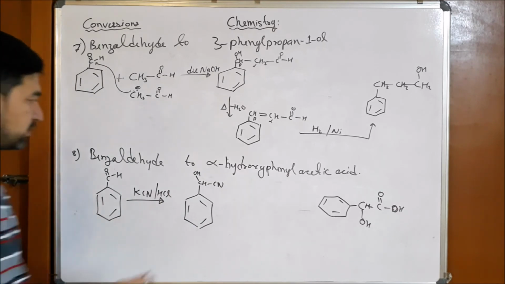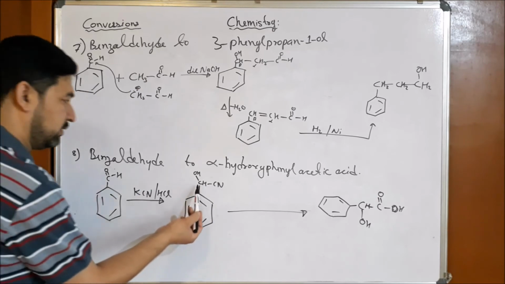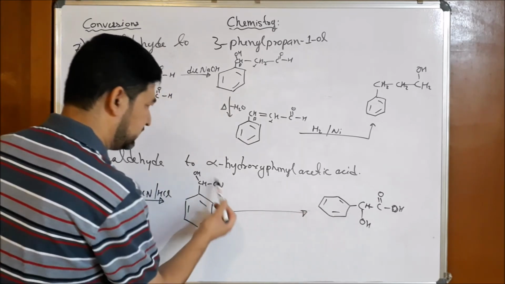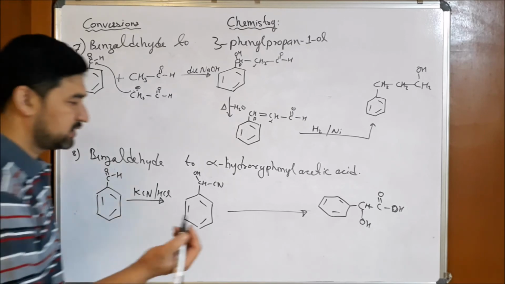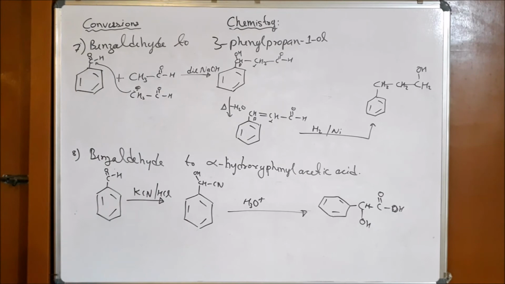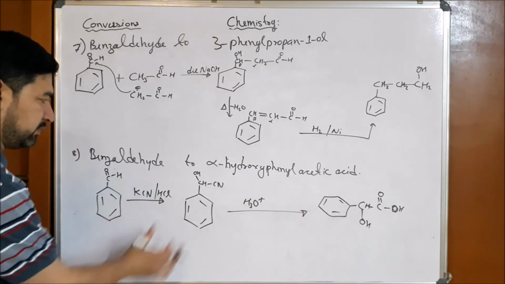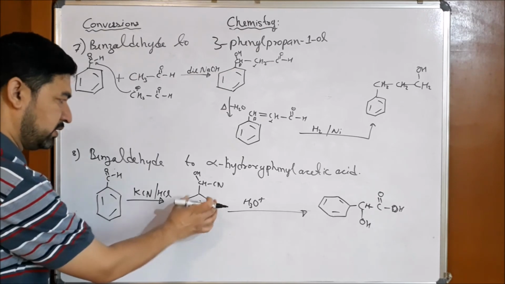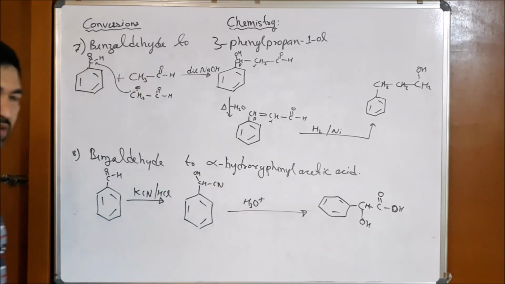So one part is solved. Now this CN has to convert into COOH. Simple, that is acid catalyzed hydrolysis. If you do the acid catalyzed hydrolysis, then CN will convert into COOH. I think we got the product: benzene ring, CH, OH, COOH. In this way we can do the conversion.